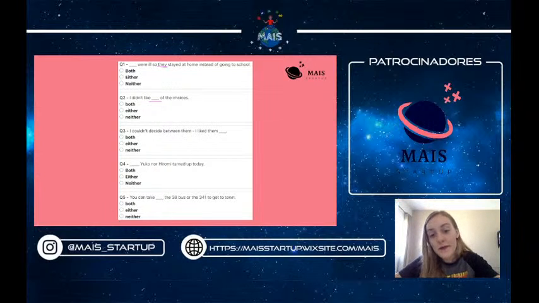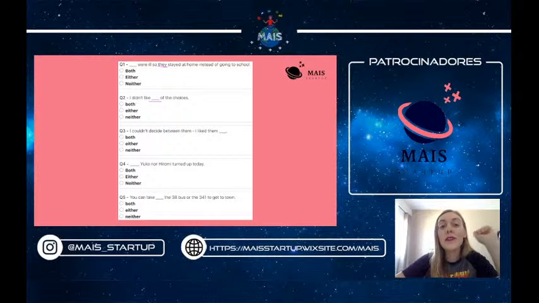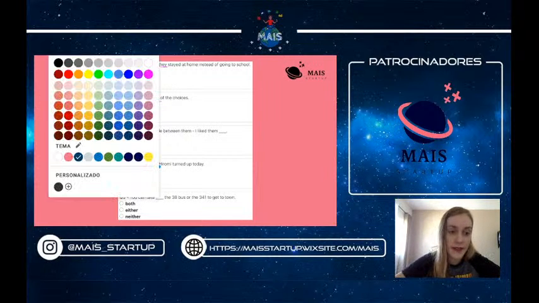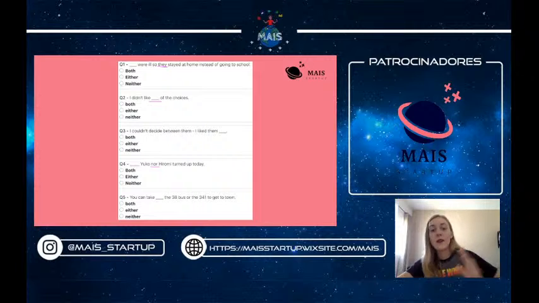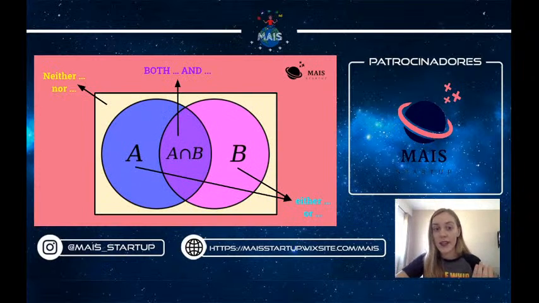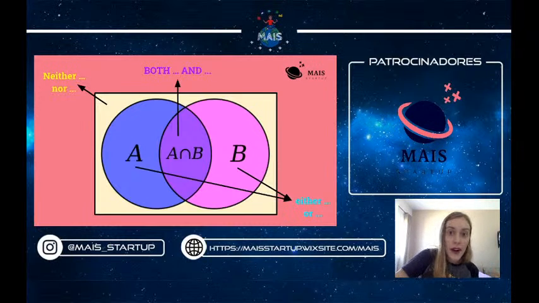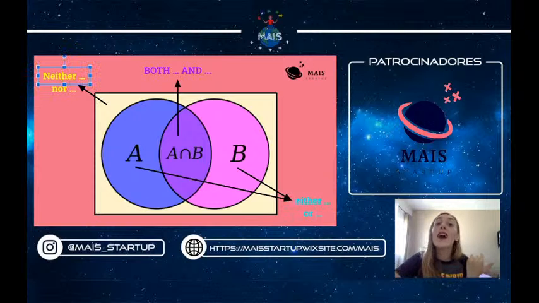Question 4. You could nor hear me turned up today. So do you remember the structure we were talking about? So here I have nor. Which of those do I have nor? Is it both? No, because in both I have and. So here we see our structures. In both I have and, in either I have or. The only option I have nor is neither. So I already know that this question 4 is going to be neither, because I know it has nor in the sentence.